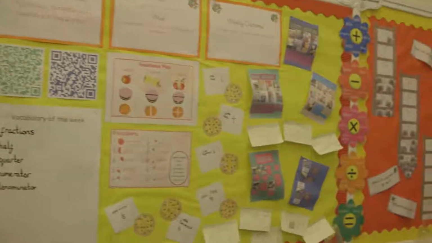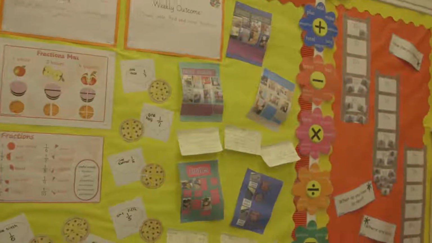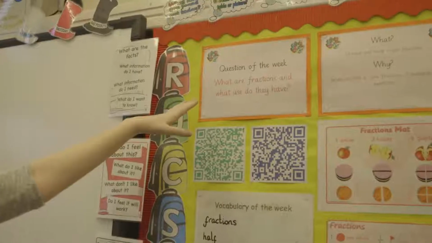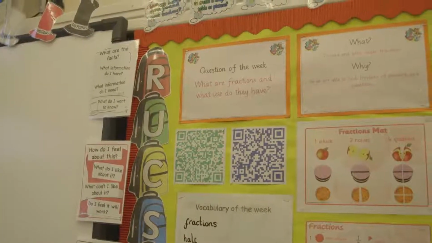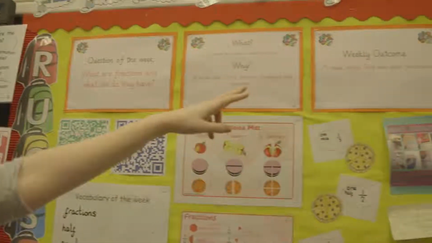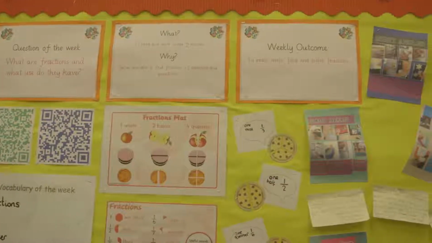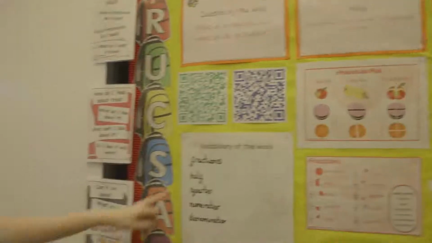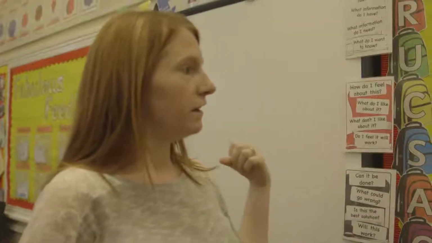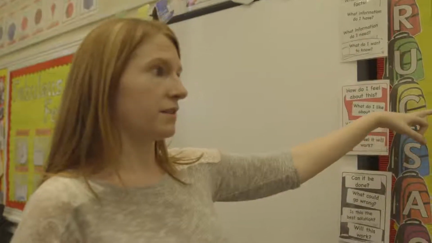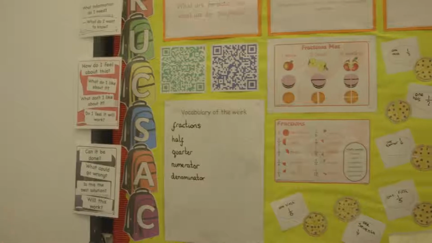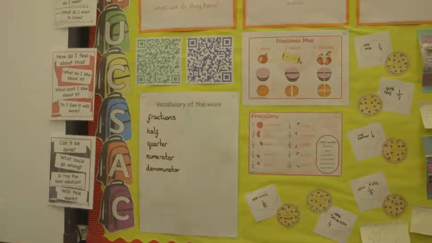Okay, so this is my numeracy working wall, and it changes each week. We start with a question of the week. For this week we're looking at what are fractions and what use do they have, and the children know what their outcome's going to be by the end of the week, what they were able to do. And it builds up as the course of the week goes on. So we start with collecting different vocabulary with the children. We've used the QR codes so the children can be independent and find out what the words mean and what the vocabulary is. Some video clips.